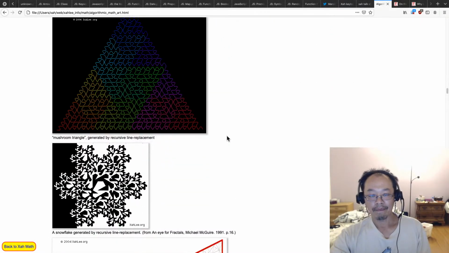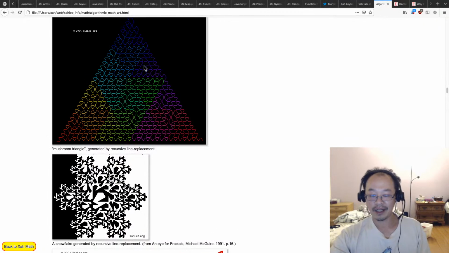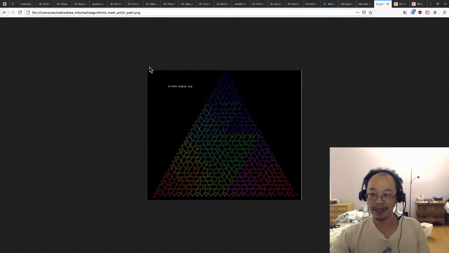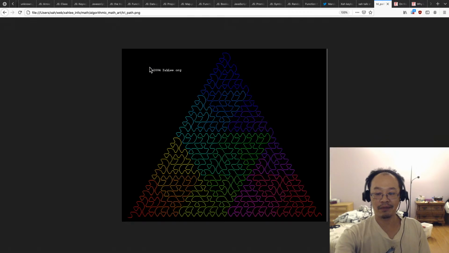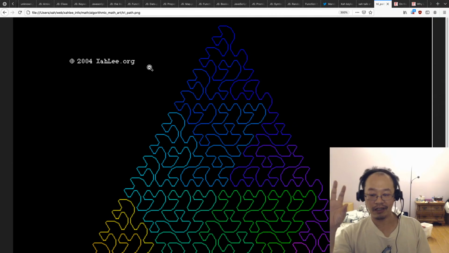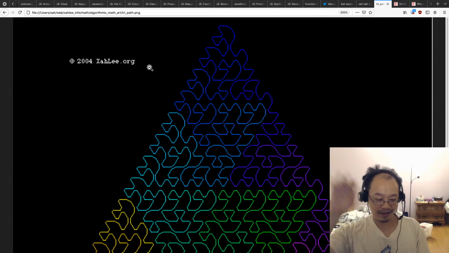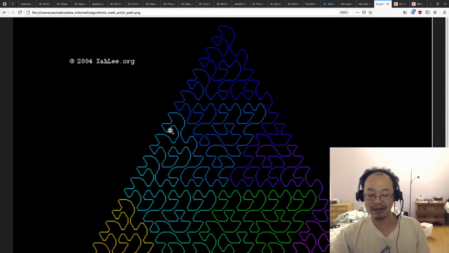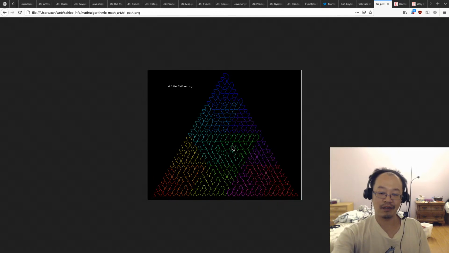And this one is also very interesting, in part because, let me show you, you see, the whole image is made of one single line. Okay, now this image.